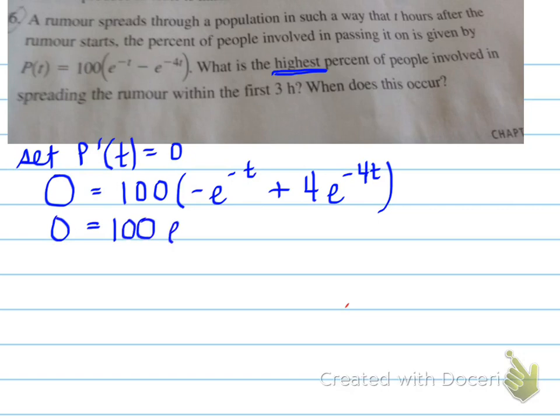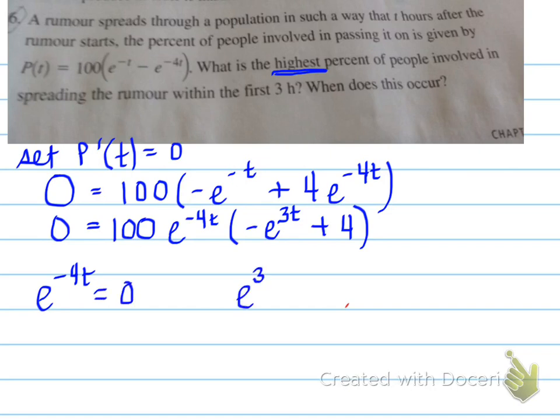From there, we can common factor an e to the negative 4t, because remember, we have to pull out the lowest, and this is your lowest, and we result in negative e to the 3t plus 4. When I divide this by e to the negative 4t, it's negative t plus 4t, and that's why we get 3t. So we have these two factors that could potentially be 0: e to the negative 4t, and the second part.